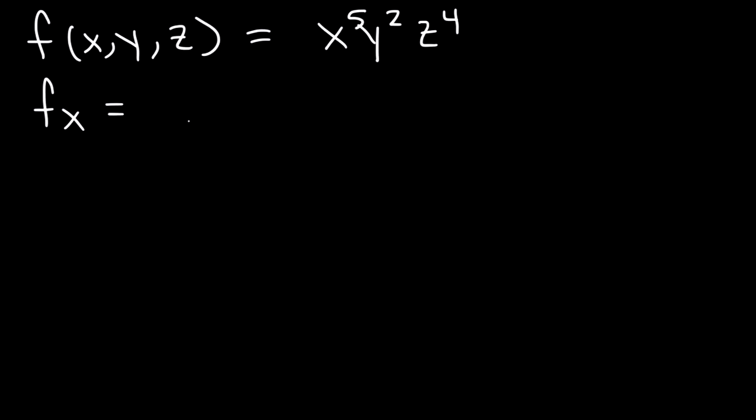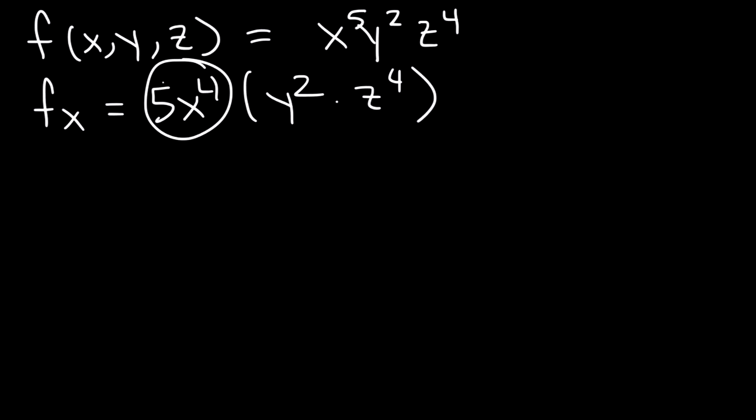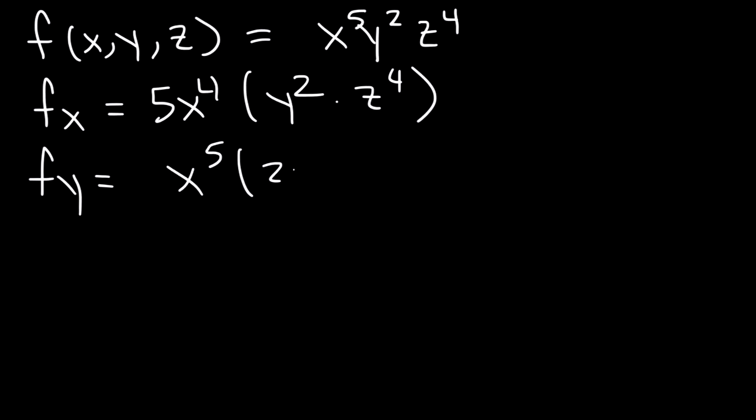So the derivative of x to the fifth is 5x to the fourth. So y squared and z to the fourth will be treated as a constant, and according to the constant multiple rule, we just multiply the derivative of the variable times the constant to get the derivative of the function with respect to that variable. So that's f of x. Now let's find f of y. So x to the fifth is a constant. All we need to do is differentiate y squared, which is 2y, and z to the fourth is the same.